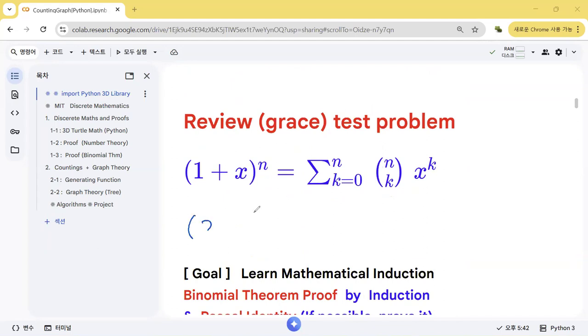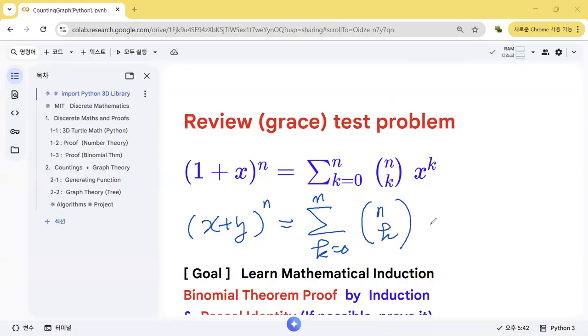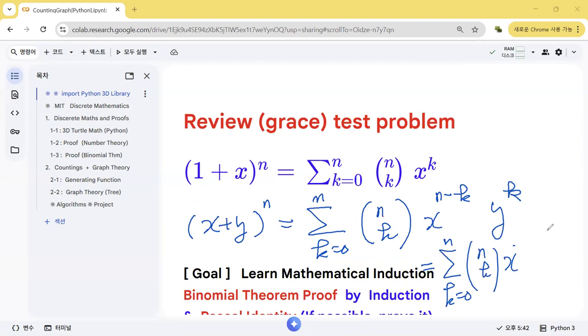So this is the final examination problem. This one is the sum over k from 0 to n of n choose k. So now let me try this. This is x^(n-k) y^k. Okay. So also this one, as I said, is the sum of n choose k, x^k y^(n-k). They are the same. But the order is different, but the final result is exactly the same.